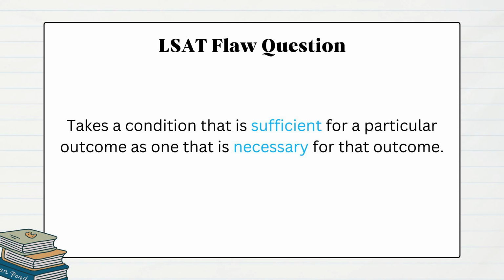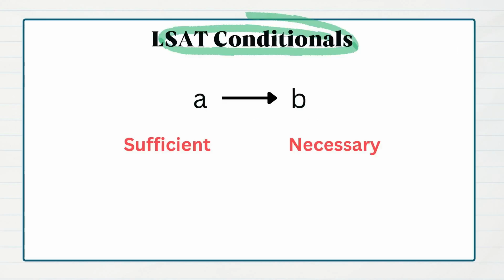And on the other hand, if you do have an understanding of what that means, this video can also be helpful because we'll go over some tips and strategies. So to understand this flaw, we have to look into conditionals. And a conditional is basically an if-then. So for example, it might be something like, if it rains, then I'll bring an umbrella.